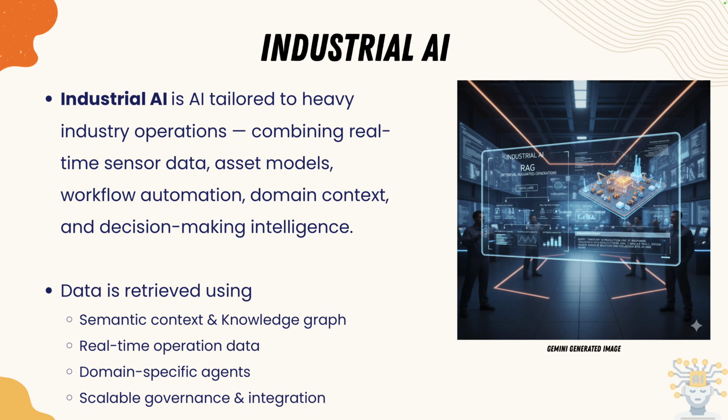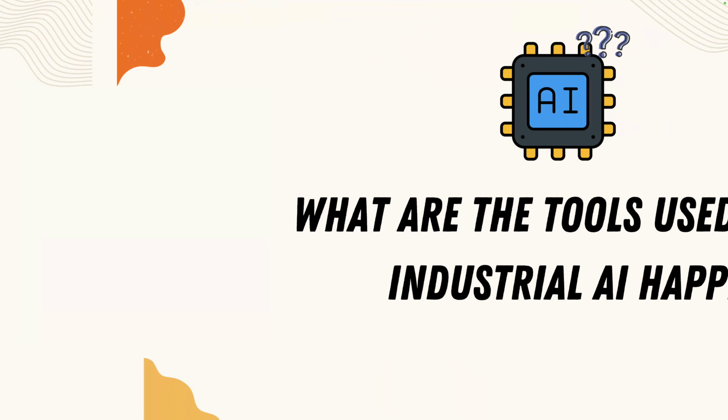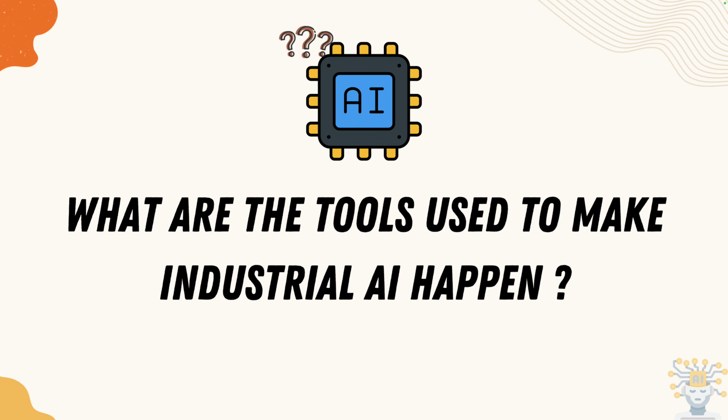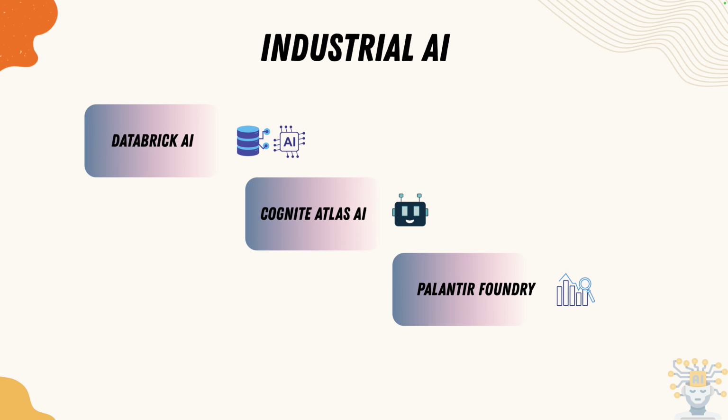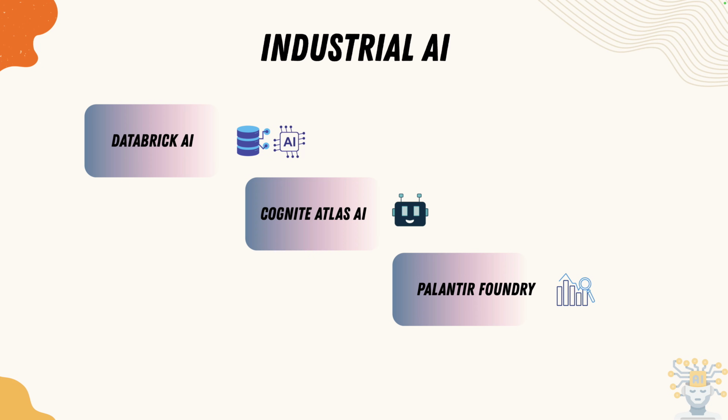So in order to make all of this industrial AI happen, what are the tools which are going to be used? This is something we need to understand, and that's what we're going to discuss in this particular video. These are the three important tools which are used in the industry at the moment, and there may be more and more tools available, but these are the most famous and popular tools in the community right now. For example, Databricks AI, Cognite Atlas AI and Palantir Foundry.